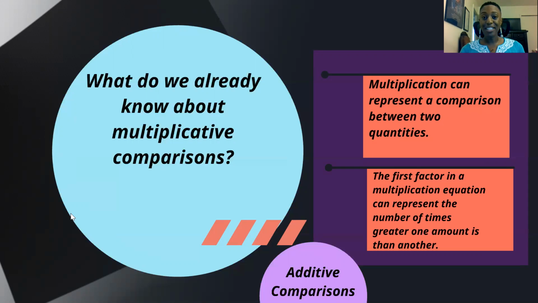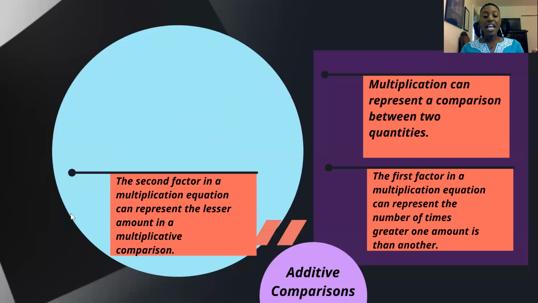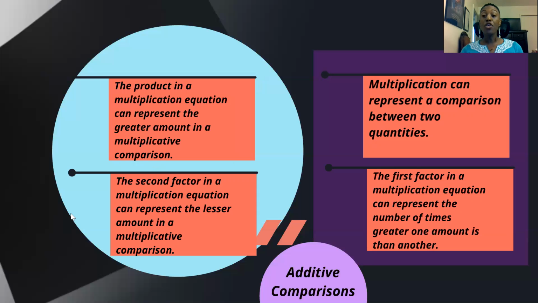What can it represent as a convention? Ding, ding, ding. You are rocking it out. So when we think about the second factor in a multiplication equation, it can represent the lesser amount. Your turn? Nice. Now what about the product? Yes, I'm so proud of you. It can represent the greater amount. Shine, we just crushed that first portion of our review.